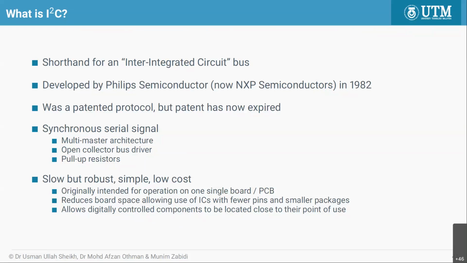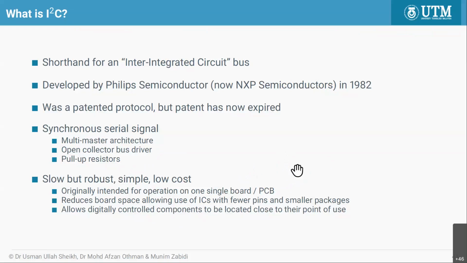Open collector is easier to attach and detach peripherals, but because of the open collector and the pull-up resistor, this also means that the data rate is slow. So it is slow but robust. That means in error terms, there's not so much error, so it's quite reliable, simple and low cost. Originally it's intended for operation on a single PCB, even until today.